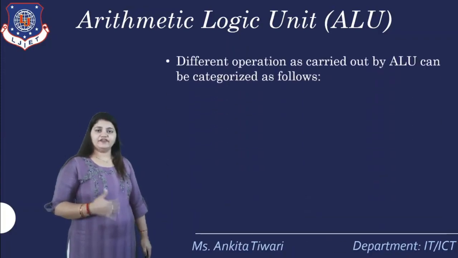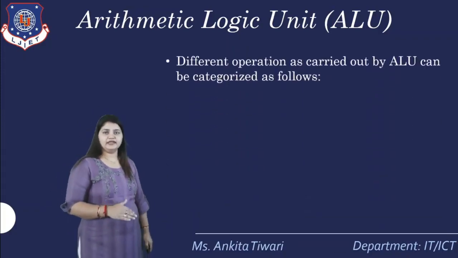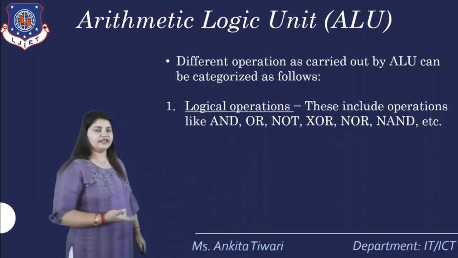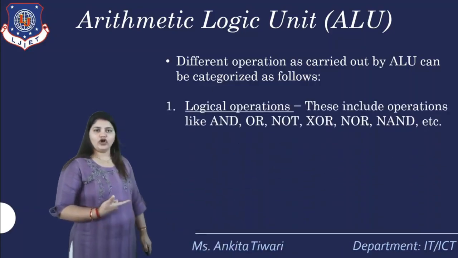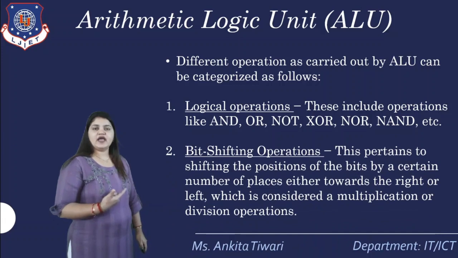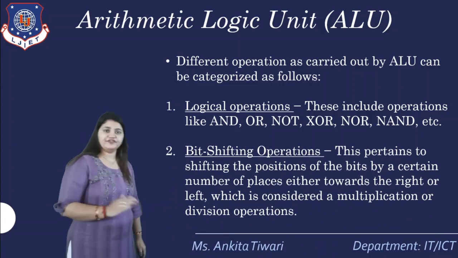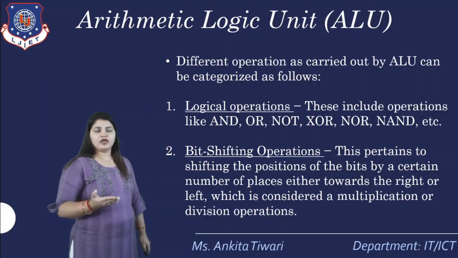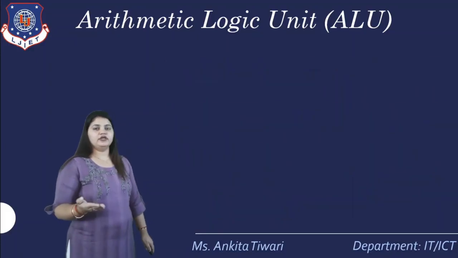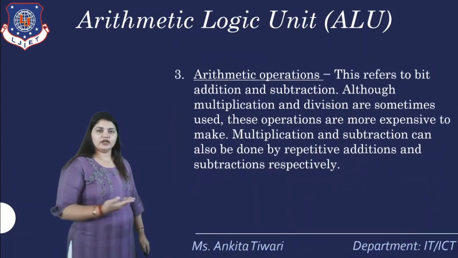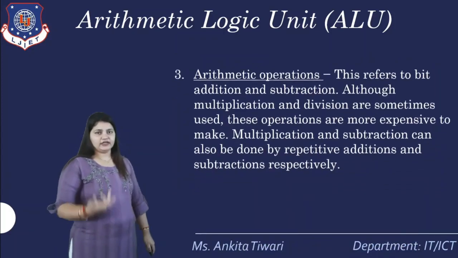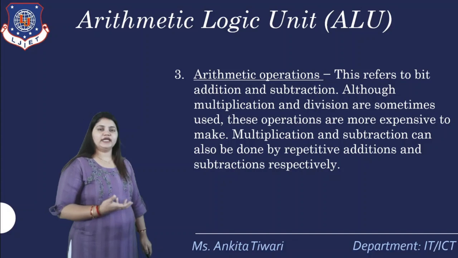And so we can say that the different categories of operations handled in the ALU are as follows. The first category is logical, such as AND, OR, NOT gates, and these things. The second is bit shifting, that is shift right, shift left, circular shift right, circular shift left. So these shift the bits by left shift or right shift. And the third is arithmetic operations, that is addition, subtraction, division, multiplication, and many more.